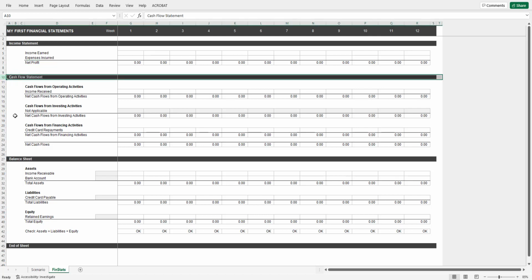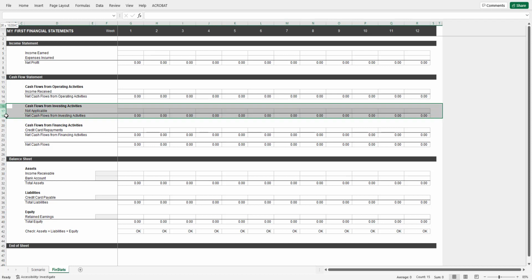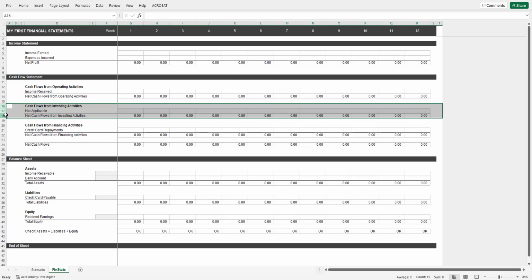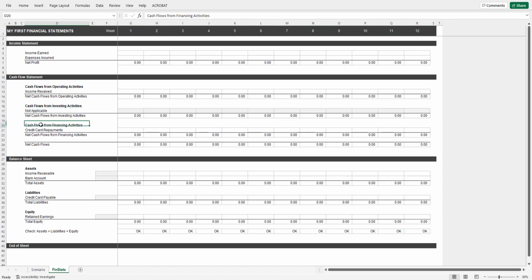In terms of the cash flow statement, we've got our three typical sections. So cash flows from operating activities, cash flows from investing activities, and cash flows from financing activities. The only thing worth mentioning is that for our situation, we're not investing in anything. We're not buying assets. We're not buying other businesses. So this section is not applicable. But I've put it here just for completeness, so that you realize that all cash flow statements typically follow this format where you've got the three sections.